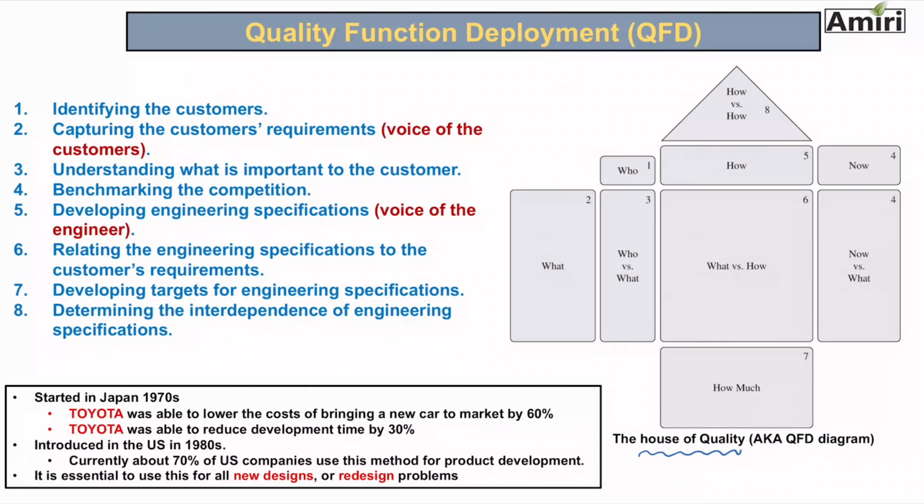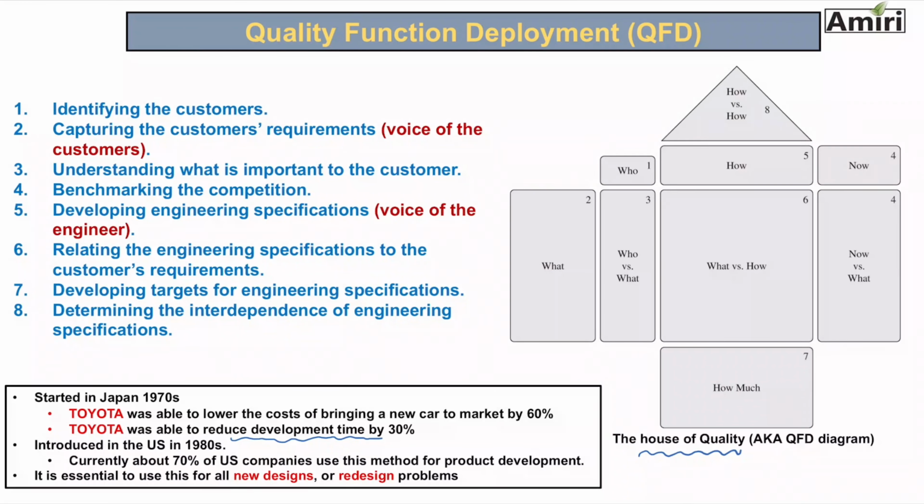It's been around since the 1970s. Started by Toyota, and a decade later it started finding its way into U.S. companies, and about 70% or more of companies in the U.S. use this method and this house of quality in their new design problems and redesign problems. And it increases the efficiency. As you can see, Toyota was able to reduce deployment time by 30%.